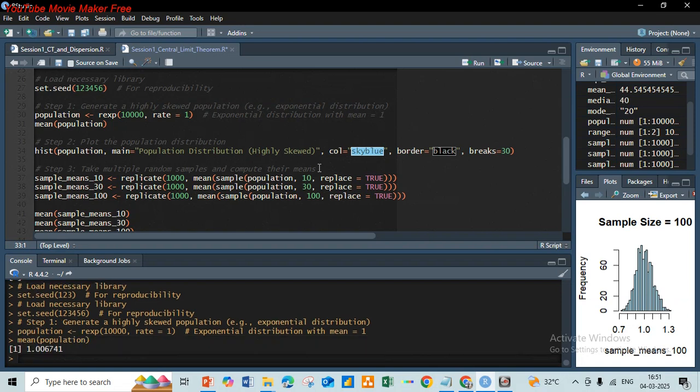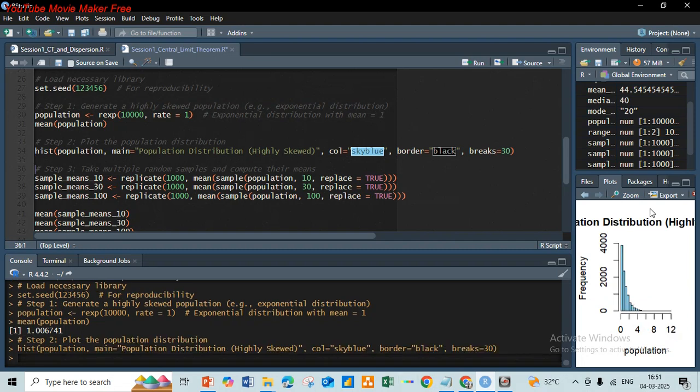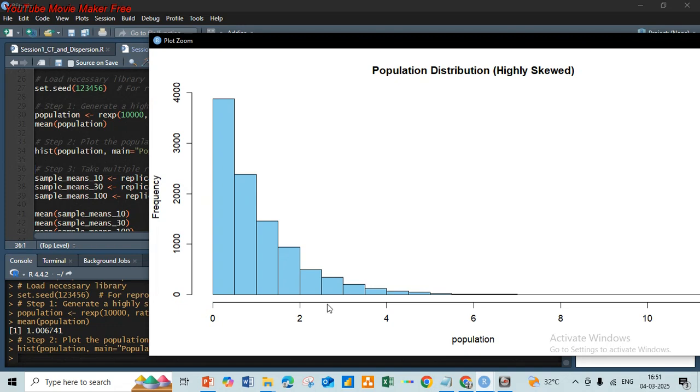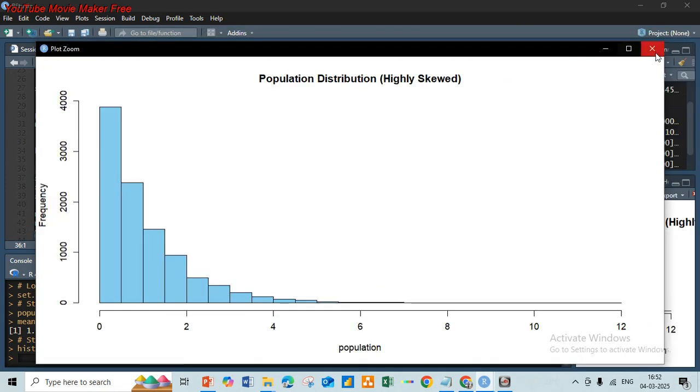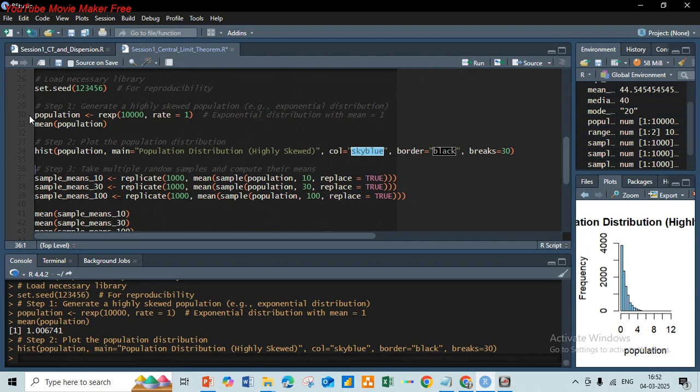So, if we have to see the histogram of this population that we have created, it is an exponential distribution, right? It reduces exponentially, as you can see. It is very different from a normal distribution, which we have seen in session 2, right? This is a population, it contains 10,000 values, and it is very different from a normal distribution, right? It's not normally distributed.